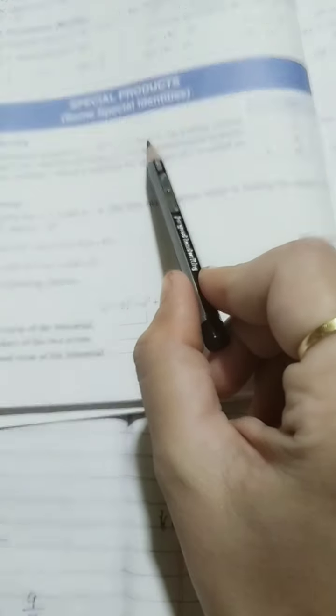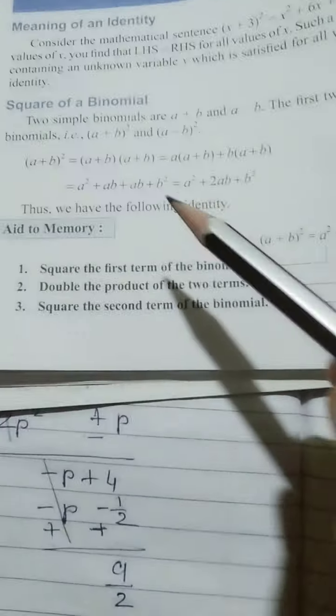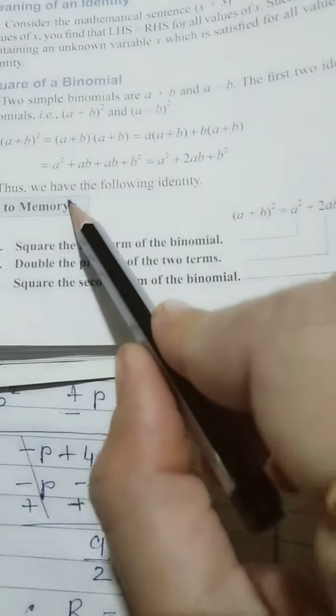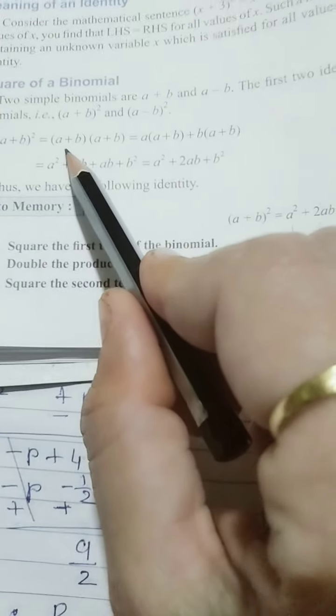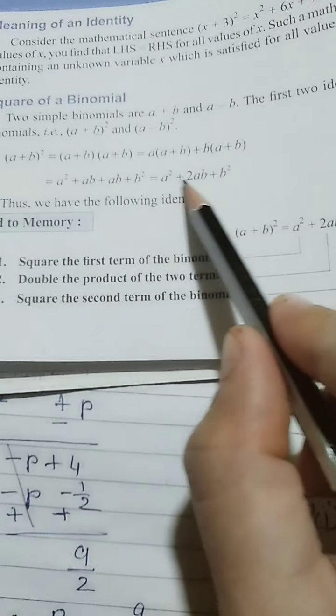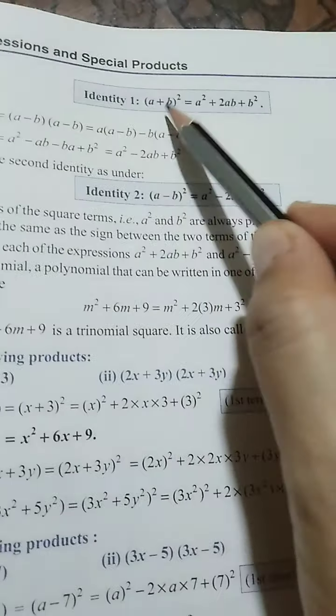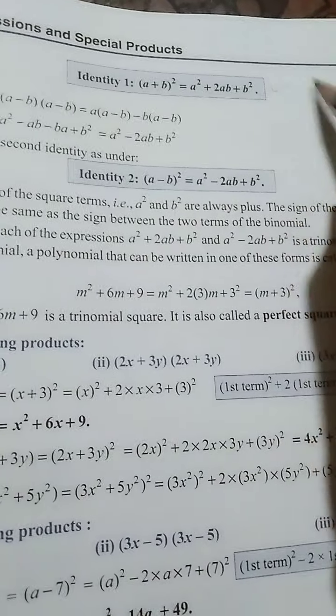So such a mathematical sentence having a variable x, which is satisfied for all values of x, is called an identity. Okay, now we will study some special products and some special identities. The first special identity is (a + b) whole square. You can find it by doing a normal binomial multiplication, (a + b) into (a + b), and finally you will get a square plus 2ab plus b square. This becomes your identity 1: (a + b) square is equal to a square plus 2ab plus b square. You will note this down in your notes.